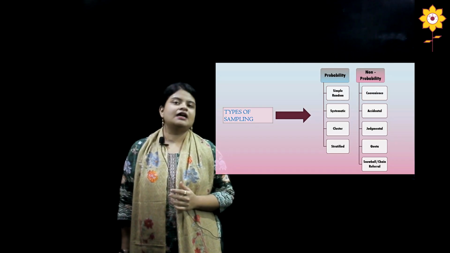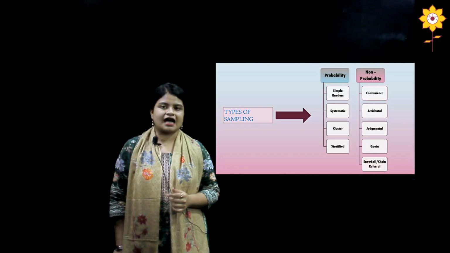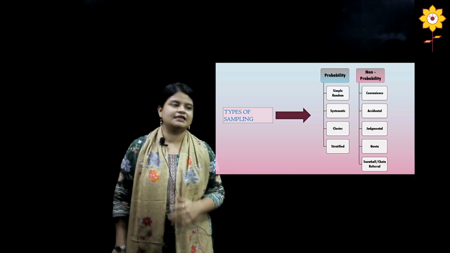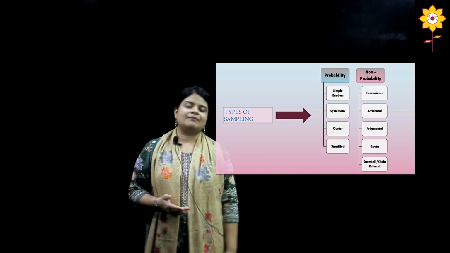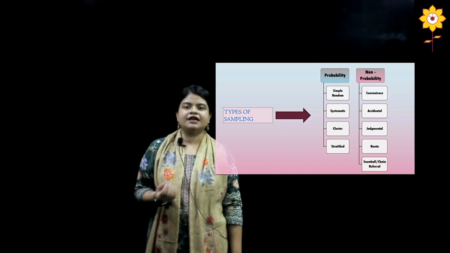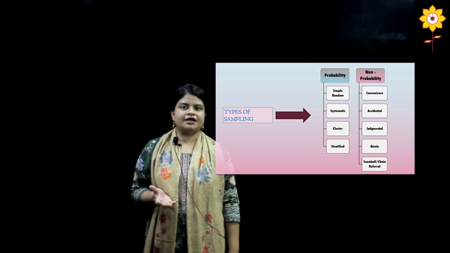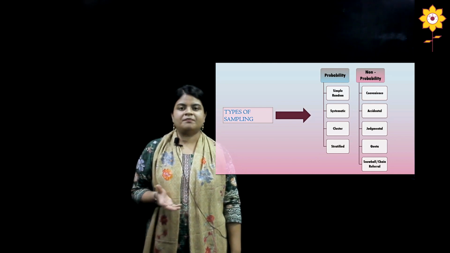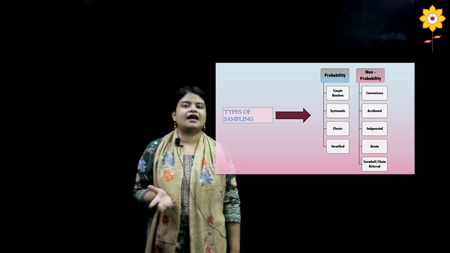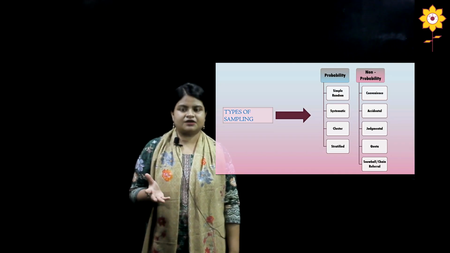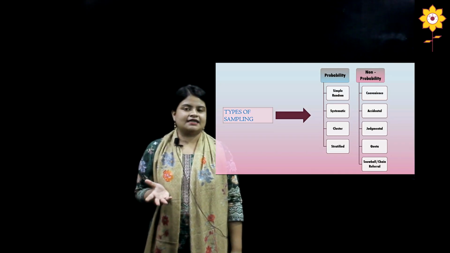Second is non-probability sampling. As contradictory to probability sampling, non-probability sampling is an undetermined sampling process wherein the samples are not determined beforehand. They are not predefined. They are taken on a random basis without any further criteria attached to it.